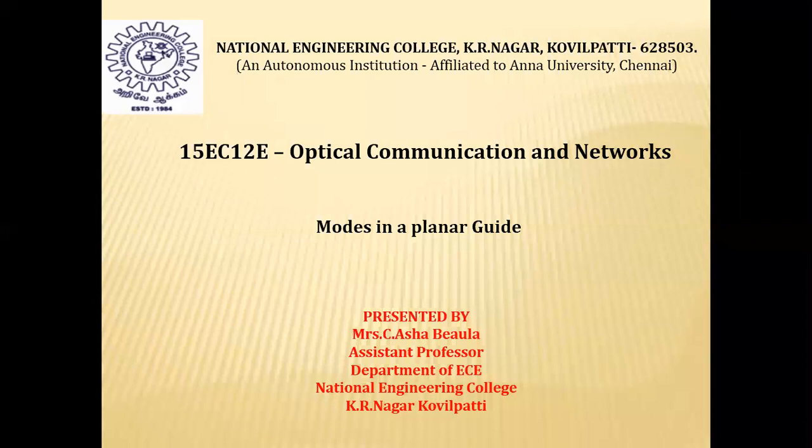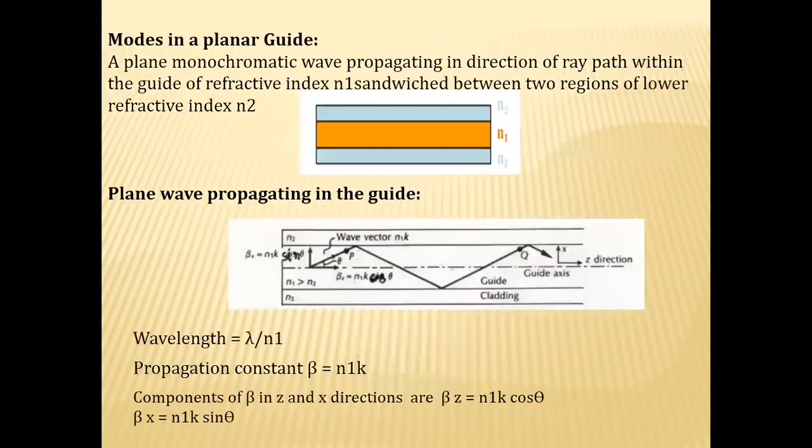In today's class, we are going to see about modes in a planar guide. A planar guide is the simplest form of optical waveguide. It consists of a slab of dielectric with refractive index N1 sandwiched between two regions of lower refractive index N2. So here this N1 is sandwiched between N2 layers, right?